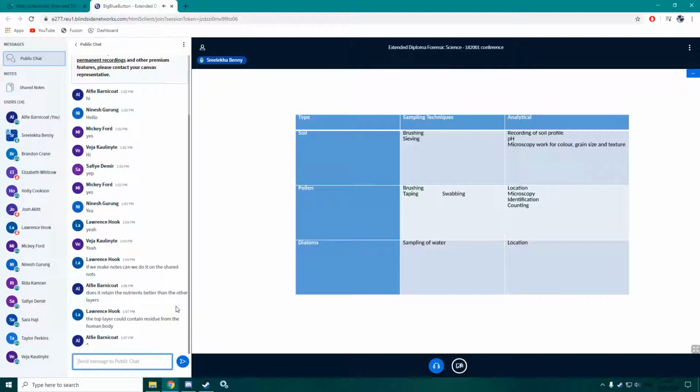Yes, the top layer could contain residue from the human body. So that means it should be organic. There is one other analytical technique you can use. If you want, you can make notes. That analytical technique is called isotopic analysis. In this one, you use carbon-13 and nitrogen-15.